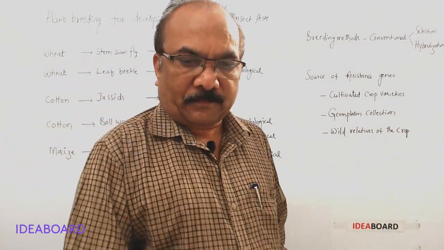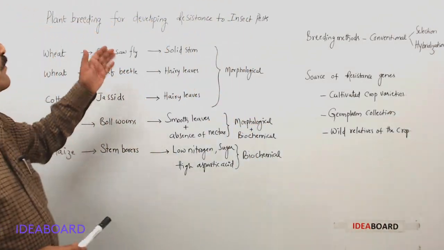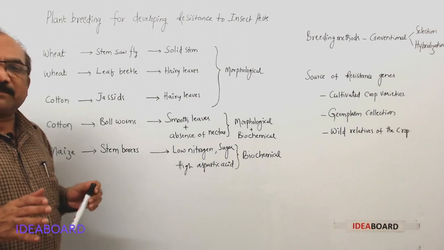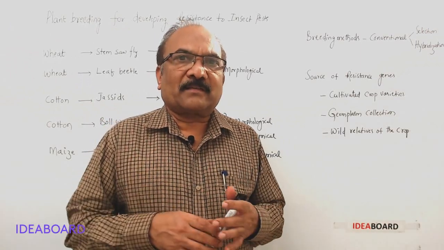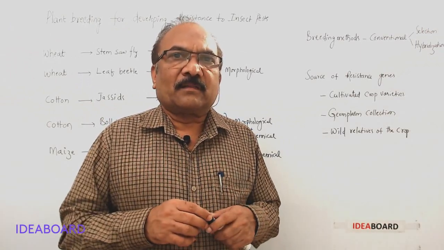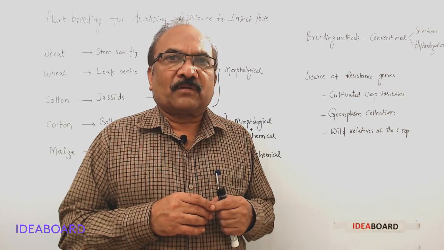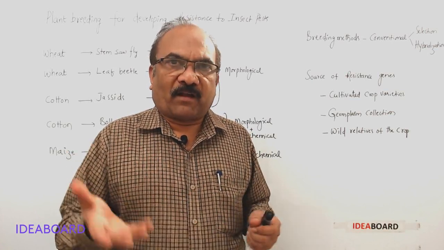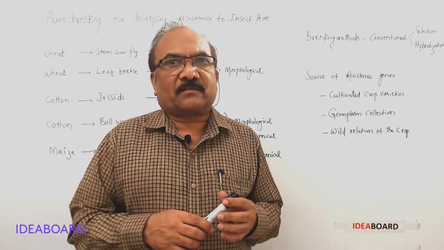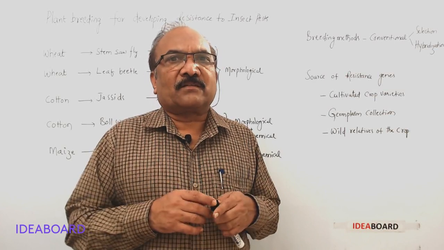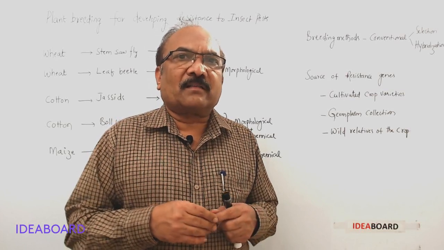Hello students, in this video we will discuss plant breeding for developing resistance to insect pests. What are pests actually? Any organism that causes destruction to the crop plants is called a pest. They can be fungi, bacteria, viruses, or even insects. So insect pests also cause huge damage to cultivated croplands.